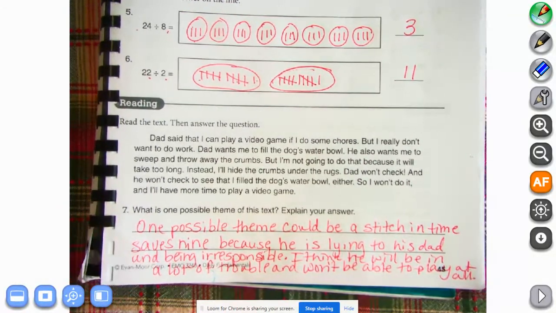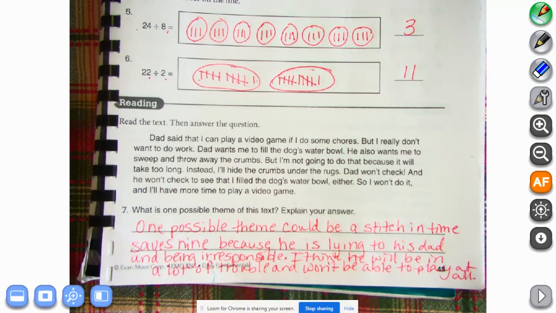Okay, so that's my description. I think a stitch in time saves 9 because he is lying to his dad and being irresponsible. I think he will be in a lot of trouble and won't be able to play at all. So he's probably going to have to still do all those jobs, but also be grounded from his game. So if he would have just done the jobs right, he'd get to play his game.